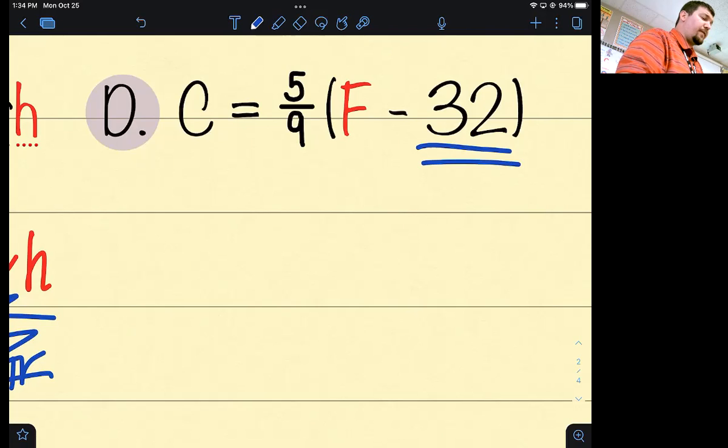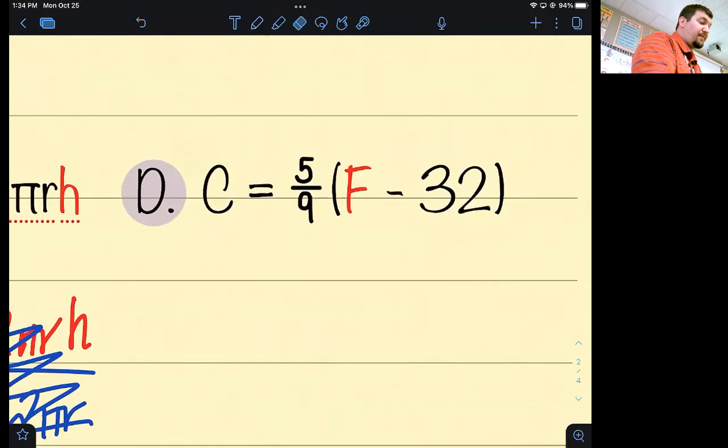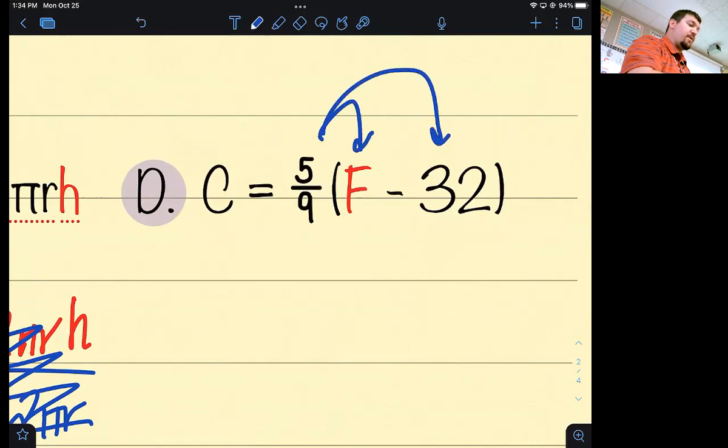So in order to solve it for F, the first thing I'm going to do, well, I have 2 options. You could distribute the 5/9 to both terms. We've done that before. But we've also done a shortcut method. Do you remember what the shortcut method would have you do?